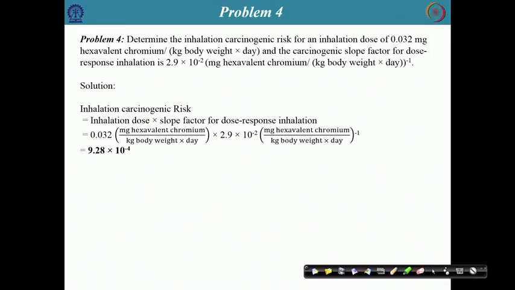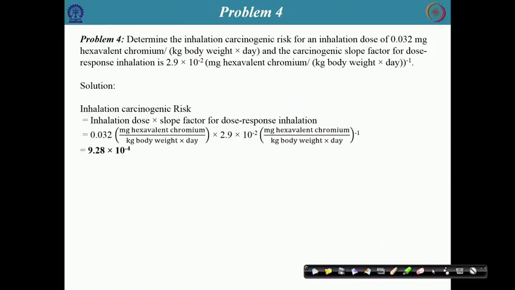Okay, let us come to question number 4. Question number 4 is on dose based response relationship. The previous question was on dose, then this question will help you to have a clear understanding on dose based relationship. Determine the inhalation carcinogenic risk for an inhalation dose of 0.03 milligram hexavalent chromium per kg body weight per day, and the carcinogenic slope factor for dose response relation is 2.9 in 10 to the power minus 2 milligram hexavalent chromium per kg body weight per day.